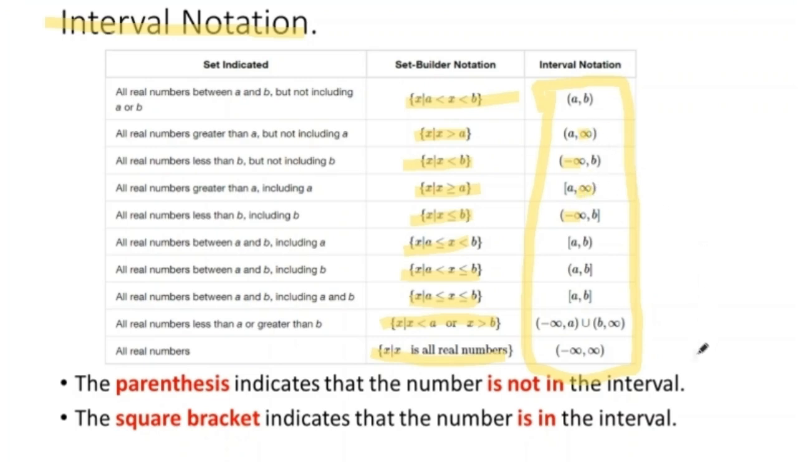A couple of things to note about the choice between parentheses or brackets. The parentheses are used to indicate that the number itself is not part of the interval. So if you look at all of the inequalities where x is either strictly greater or strictly less than a value, notice how we have a parenthesis around that number. Also, because infinity can never be contained, we also have parentheses by default around positive infinity or negative infinity. And lastly, we use square brackets to indicate that the number is included in the interval. So if we take a look at inequalities like x is greater than or equal to a or x is less than or equal to b, notice how we have a square bracket around the a and b respectively because they are solutions to that inequality.